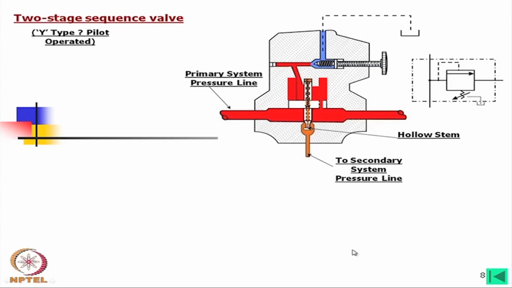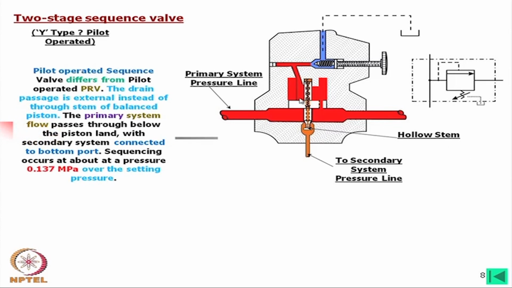Now, there is also a two-stage sequence valve. Now, that two-stage sequence valve is also named Y type. Now, here if we look into that venting system, if you remember that venting system, what is the difference between that venting system and this valve? Can you say? The basic difference is that we do not have a connection here, we have an external drain. In this case, we have an external drain, it is not connected to there.